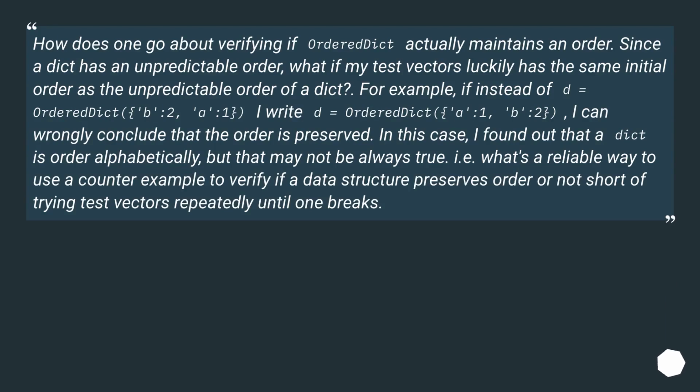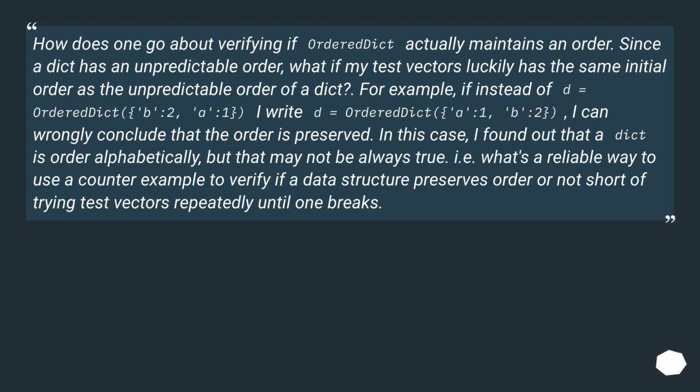How does one go about verifying if OrderedDict actually maintains an order? Since a dict has an unpredictable order, what if my test vectors luckily have the same initial order as the unpredictable order of a dict? For example, if instead of D = OrderedDict([('B', 2), ('A', 1)]), I write D = OrderedDict([('A', 1), ('B', 2)]), I can wrongly conclude that the order is preserved. In this case, I found out that a dict is ordered alphabetically, but that may not always be true.